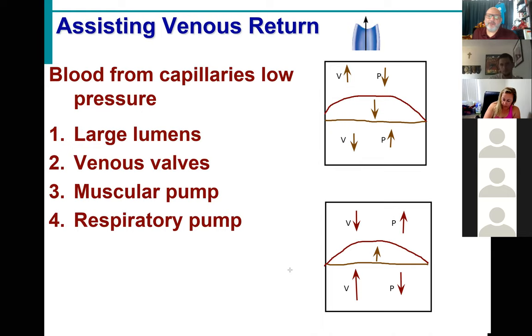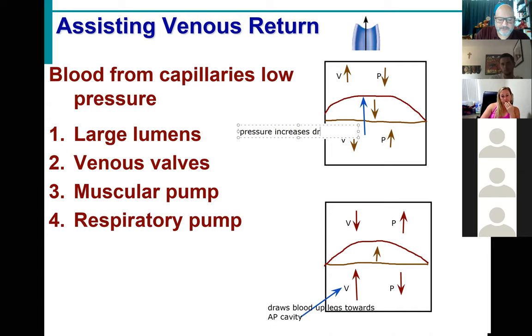So let's think about what happens then to the blood in our veins. When the pressure in the abdominal pelvic cavity goes down, that decrease in pressure is going to draw blood up the legs towards the abdominal pelvic cavity. However, when the pressure goes up, that blood doesn't want to be there anymore. But thanks to the one-way valves, the only way it can move is to continue up towards the heart. So when the pressure increases, it drives the blood back towards the heart.